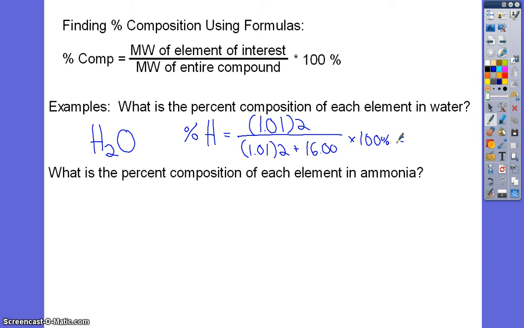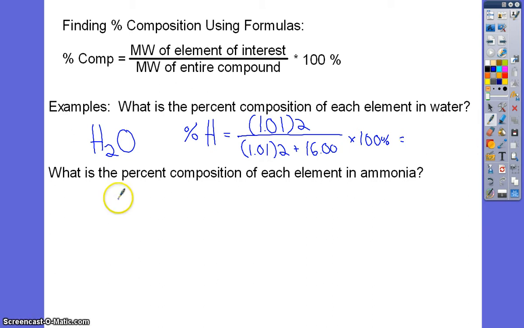If we wanted to find the percent of oxygen, it would be 16 on the top. When we're done, because there's only 2 elements in the compound, we should find that they add to 100%. Okay?